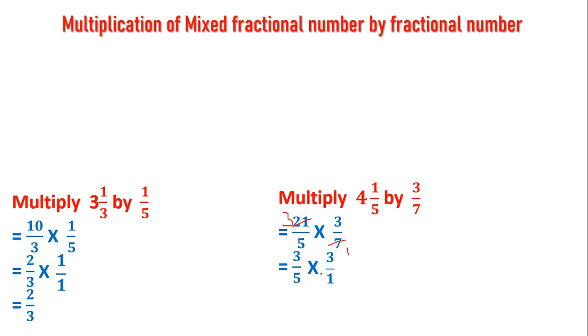Now I will multiply numerator into numerator, denominator into denominator. 3 into 3 is 9, 5 into 1 is 5. So hence my final answer is 9 by 5.